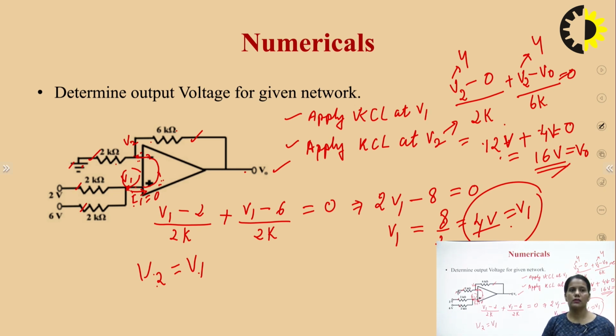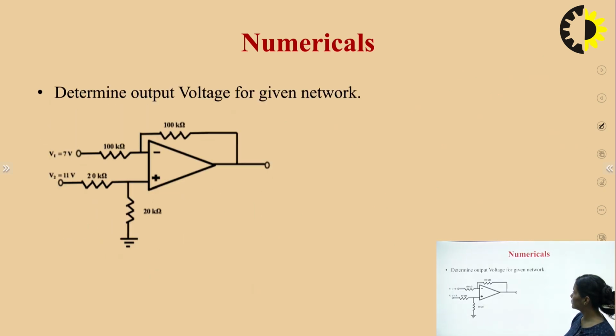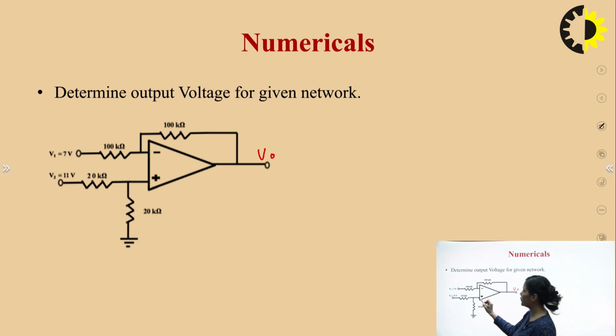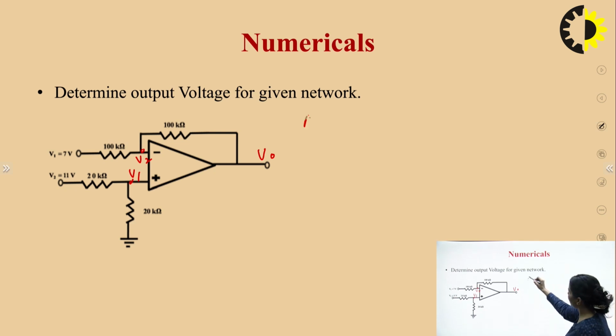Let's come up with the next example. Determine output voltage for the given network. Okay, again you have to find out this voltage. So what you will do? First of all, apply KCL at this terminal. Consider it as V1 and this is V2. So apply KCL at V1.